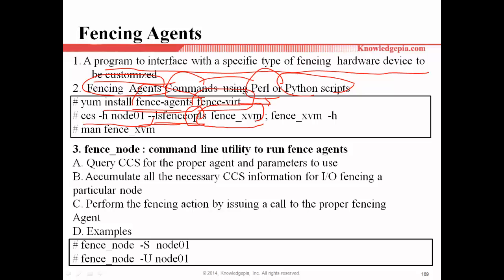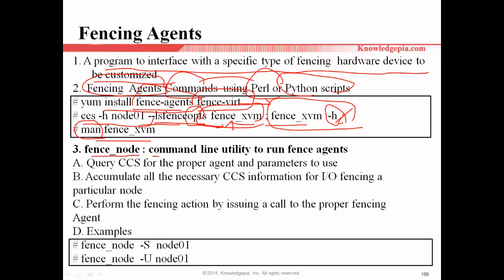Here, fence_xvm, then this will show the required and optional options for this fence agent. And after that, you can use fence_xvm -h. This means help. Then this will show you how to use this fence agent. If you want to know more detailed information for this fence agent, then you can use the man program.